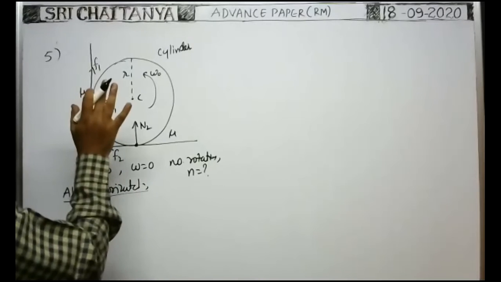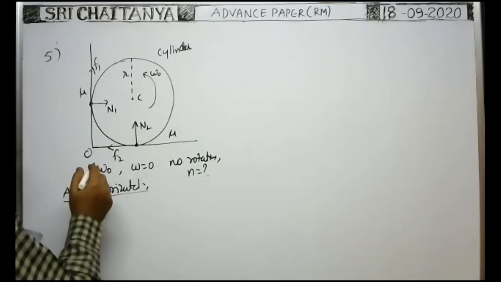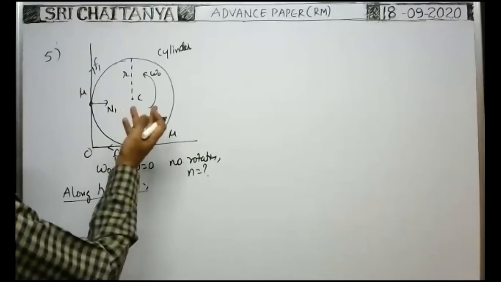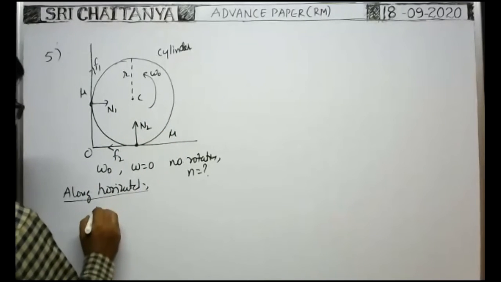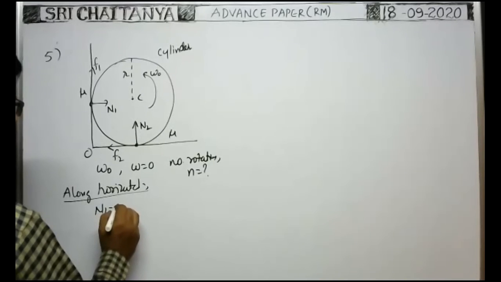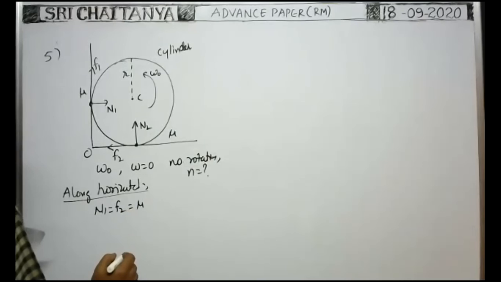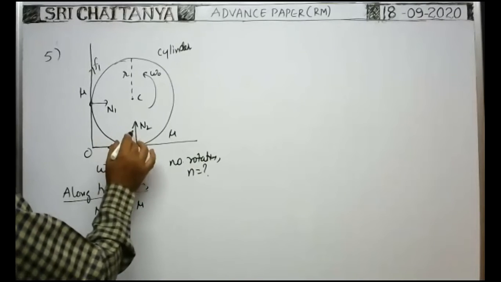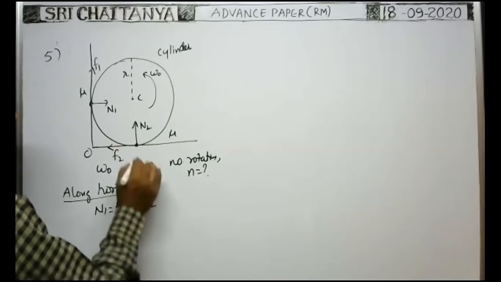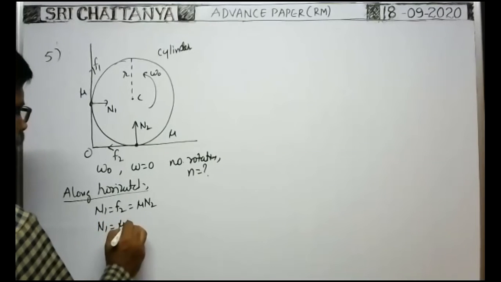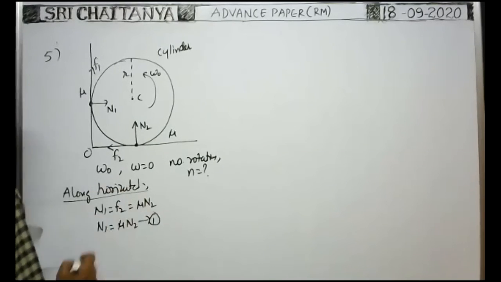Along horizontal, what are the forces acting on the body? N1 acts in this direction, F2 acts in this direction. No other forces are there. That's why N1 is equal to F2. But F2 is equal to mu into the normal action N2. So N1 is equal to mu into N2. This is equation 1.